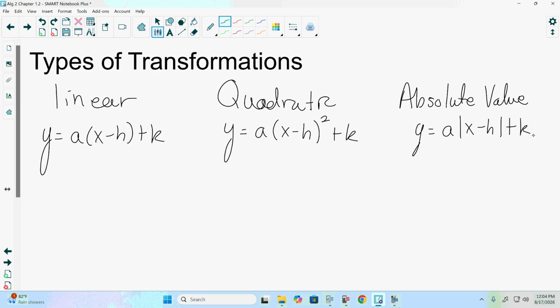Now, there is only one other letter that I did not include in these general forms, and it's B, and it normally goes inside the parentheses in front of X. I'm not including it here because we won't really talk about it in this chapter, or in this section 1 and 2. We'll talk about it in 1, 3, and kind of moving forward. But it has specific ones to it.